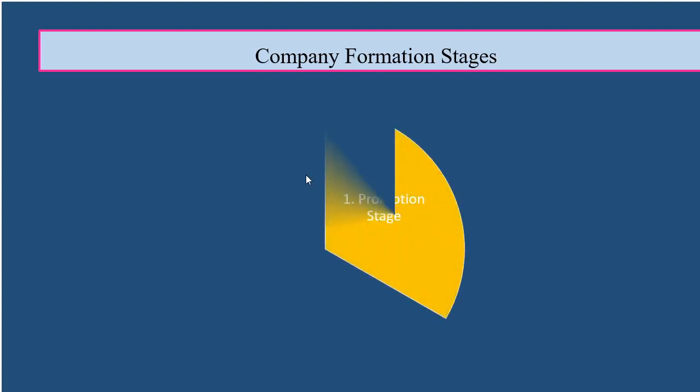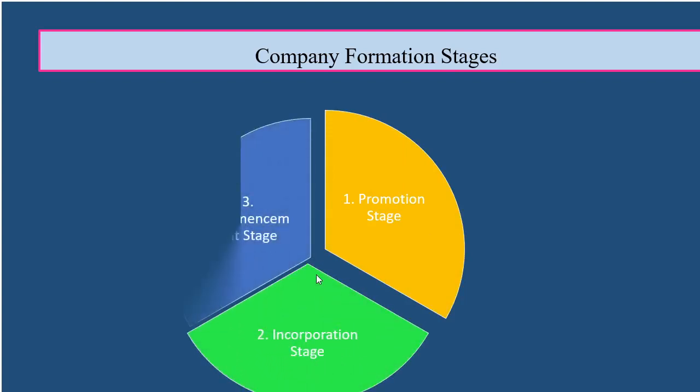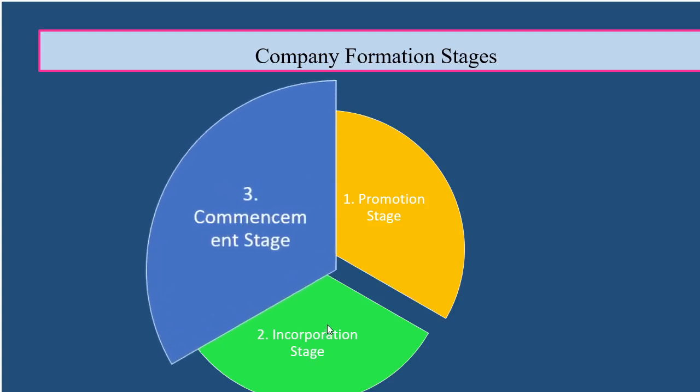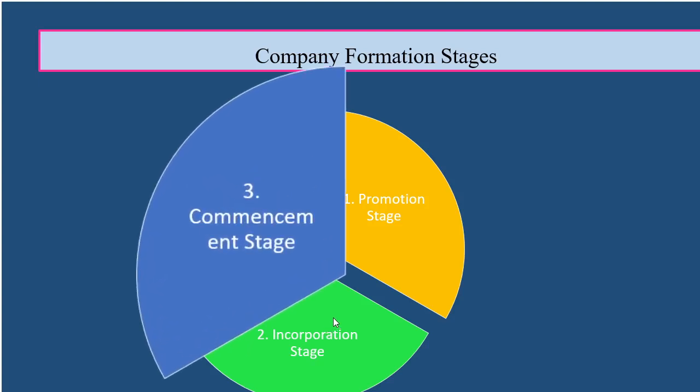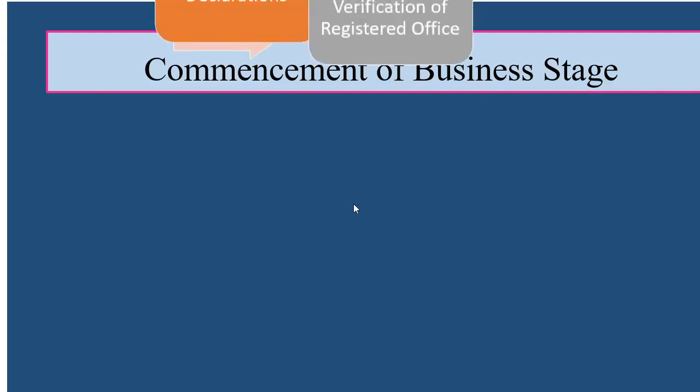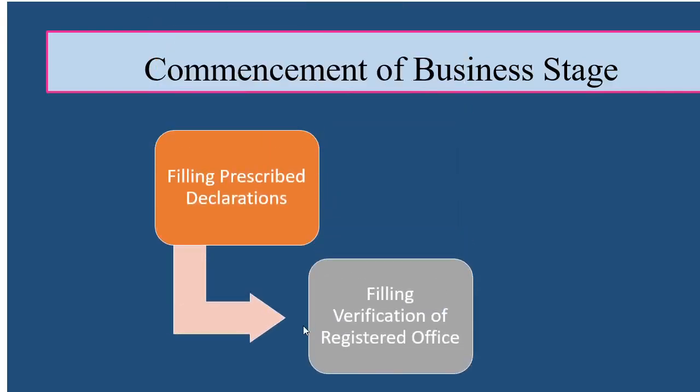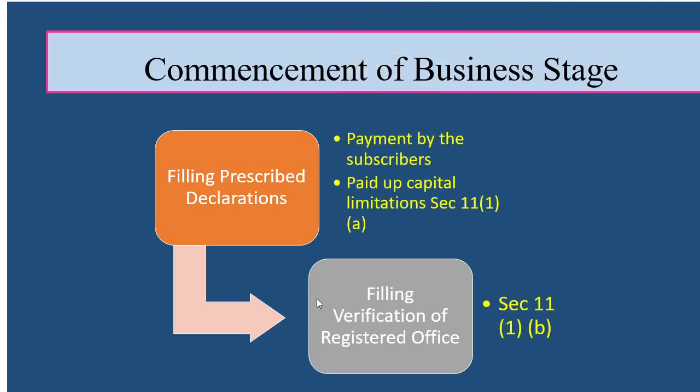So I hope you remember the stages of formation of a company. The first one, promotion; second, incorporation; and third, the commencement stage. We learned promotion as well as the incorporation stage. So let us see the last stage, the commencement stage. In the commencement stage, we have two steps: filing prescribed declarations and filing verification of registered office.